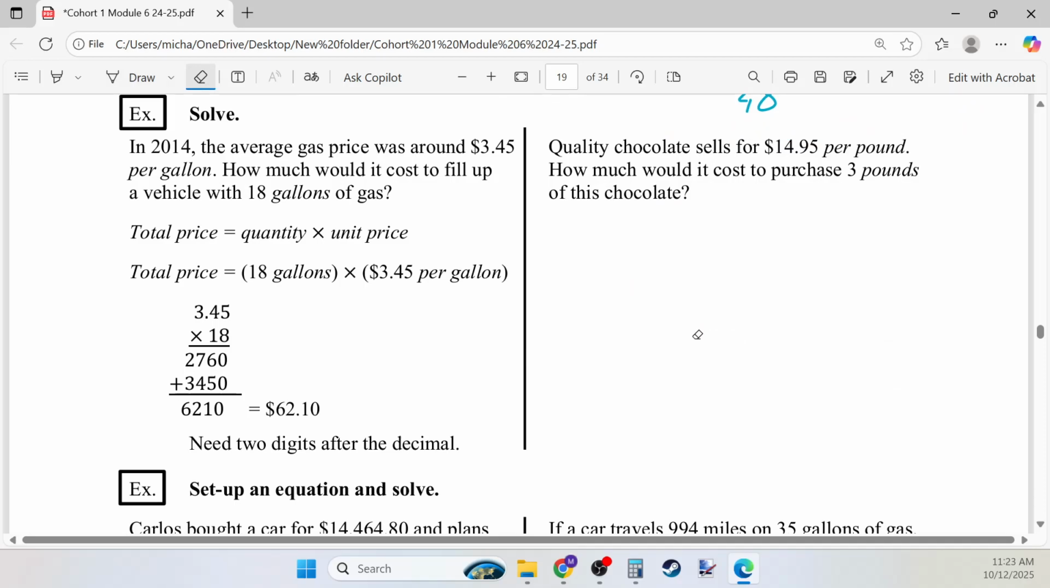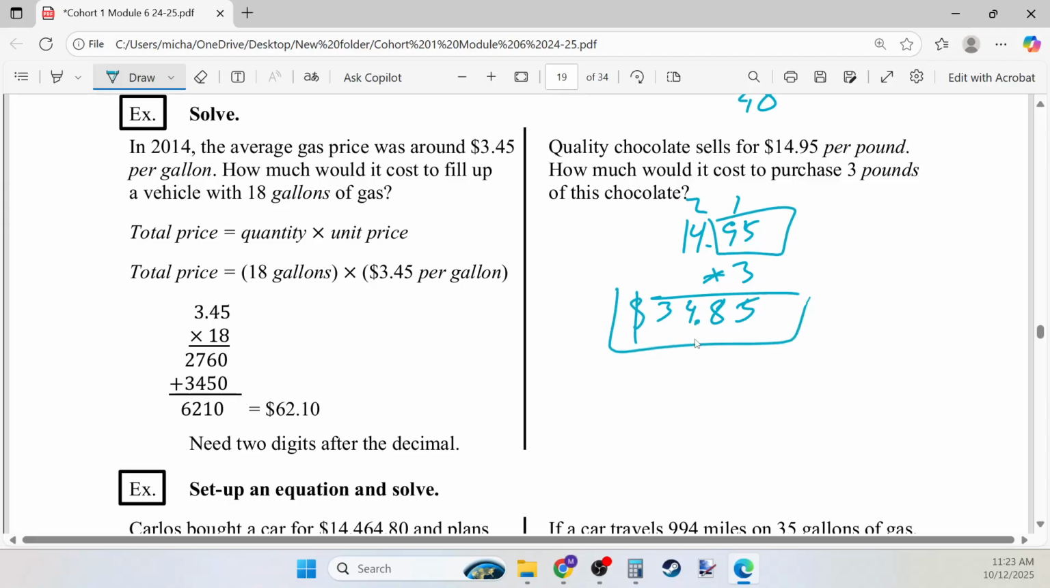Quality chocolate sells for $14.95 per pound. How much would it cost to purchase 3 pounds of the chocolate? 14.95 times 3. 3 times 5 is 15. 3 times 9 is 27 plus 1 is 28. 3 times 4 is 12 plus 2 is 14. 3 times 1 is 3 plus 1 is 4. There are 2 digits past the dot, so we put the dot there. It costs $44.85.